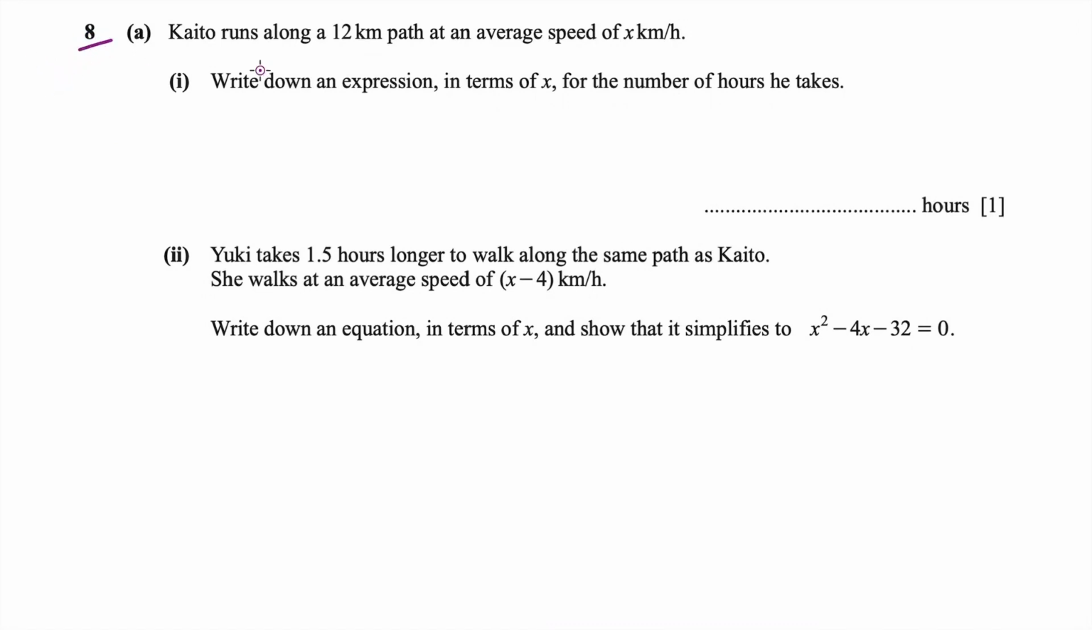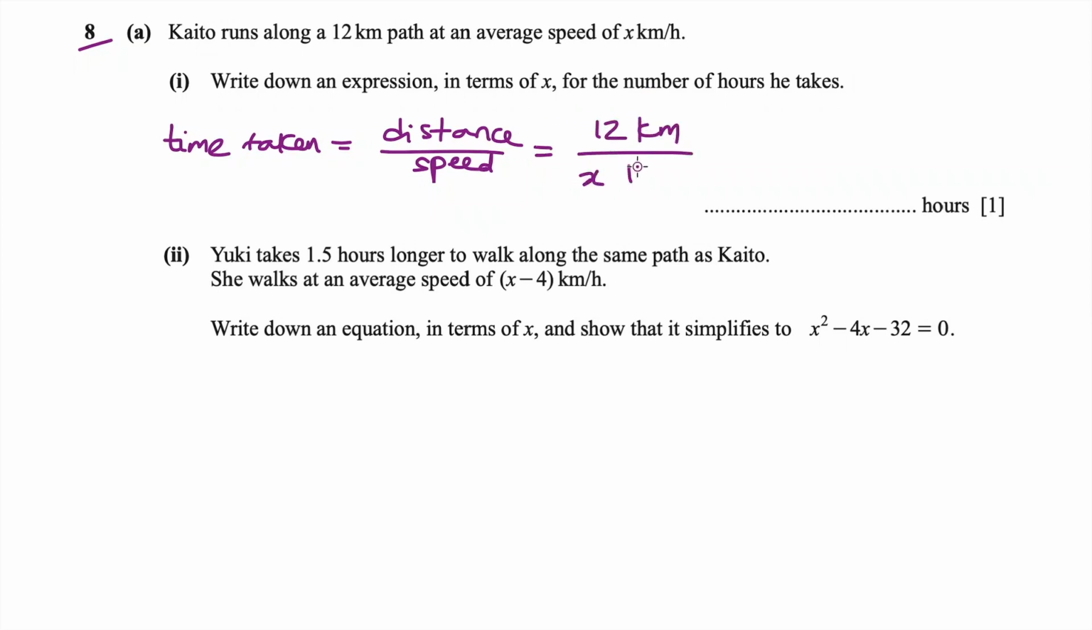So let us start. Kaito runs along a 12-kilometer path at an average speed of x kilometers per hour. Write down an expression in terms of x for the number of hours taken. So the time taken would be nothing but the distance divided by the speed. And so this is equal to the distance, 12 kilometers, divided by the speed, x kilometers per hour. So how many hours does it take? It will take 12 by x hours for him to run that distance.